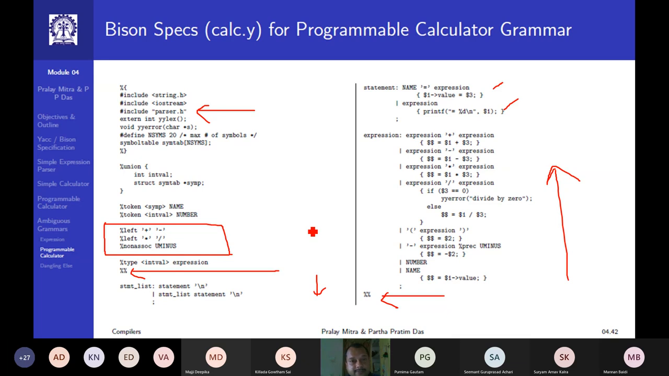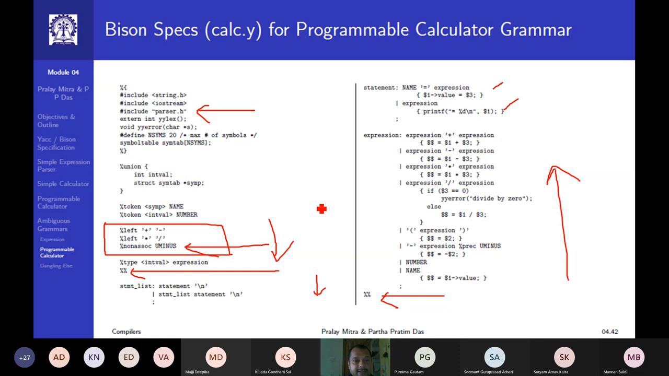Then what about the precedence? Bison suggests that in this region specifically, if you provide the associativity information like this, then the operator which occurs at the end of this region has the highest priority, and priority reduces as you go up. Otherwise, if you go down, then the precedence, which is the correct word in this context, increases.